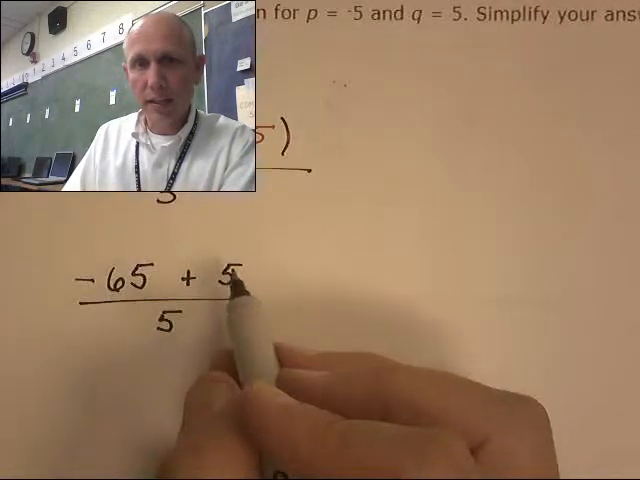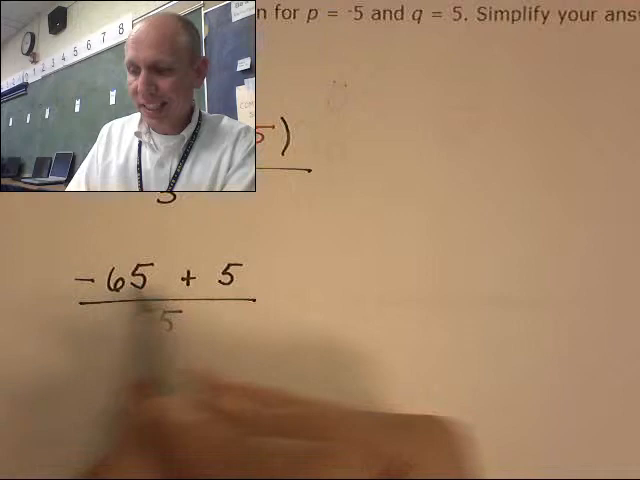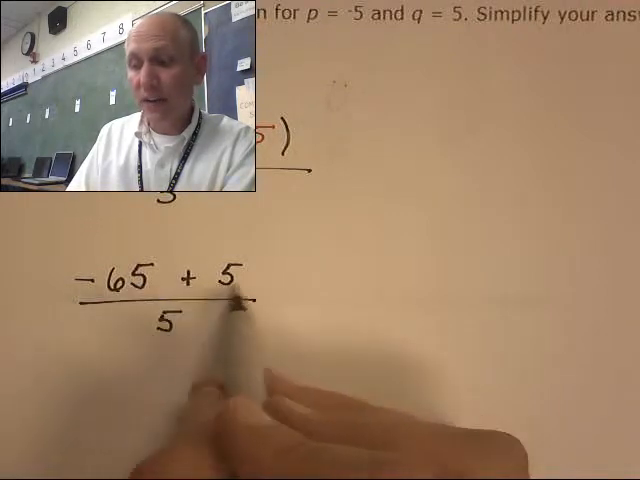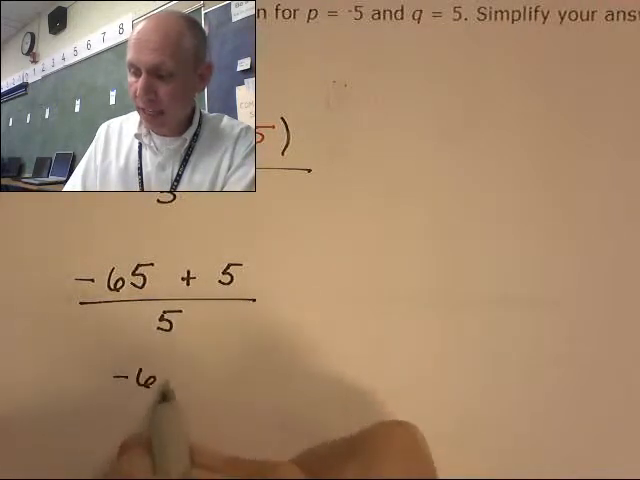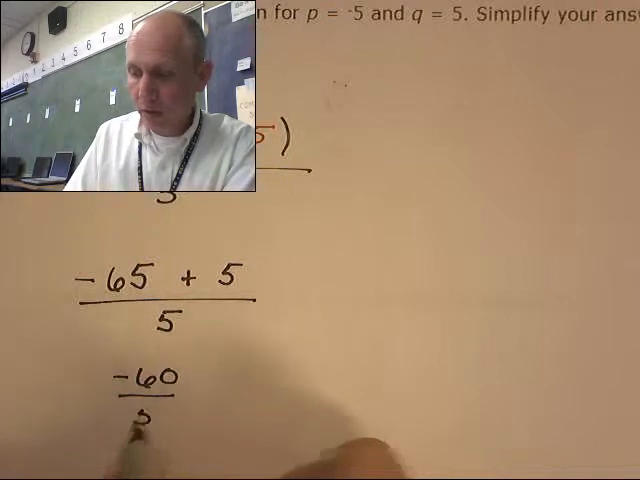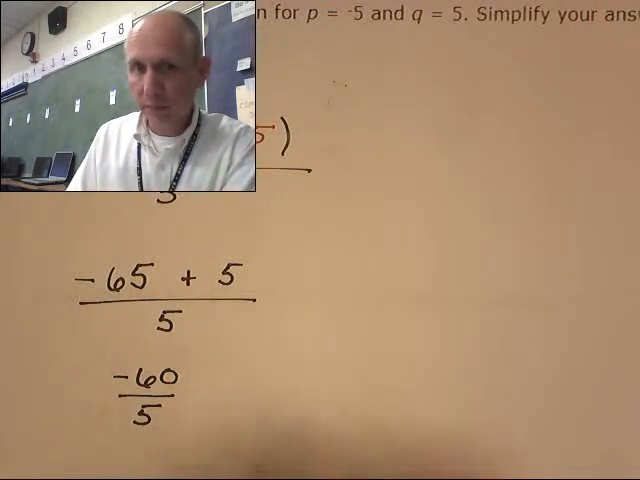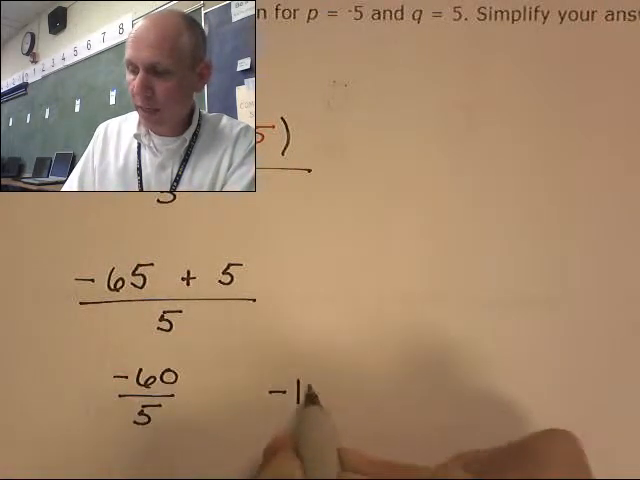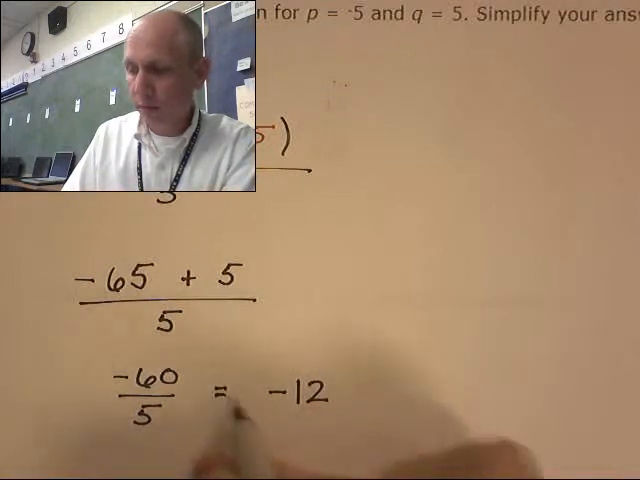Still simplifying this down. Negative 65 plus 5 takes me to negative 60 over 5, which is going to be negative 12.